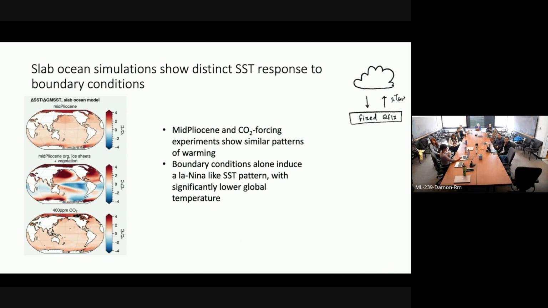And as we know from recent pattern effect literature and from what Vince was describing, this is primarily due to these low cloud changes that amplify the cooling in these regions.